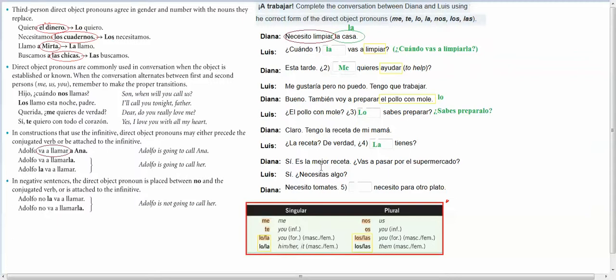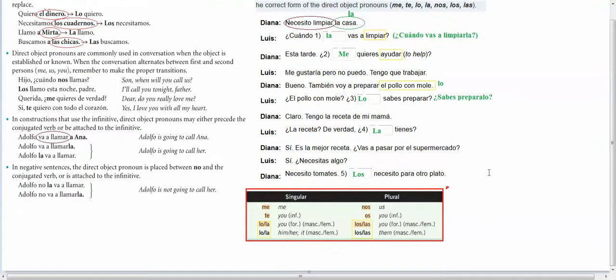Are you going by the supermarket? And he says, yes, do you need something? She says, necesito tomates. Blank, necesito para otro plato. So she's saying, I need tomatoes. I need them for another plate, meaning she needs the tomatoes. So the them needs to match tomatoes. Tomatoes is masculine and plural here. So the them I would use is los. Los necesito para otro plato.